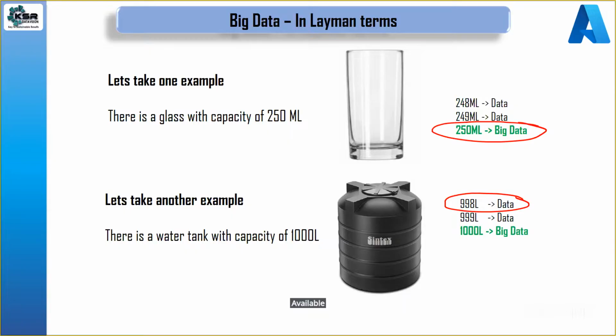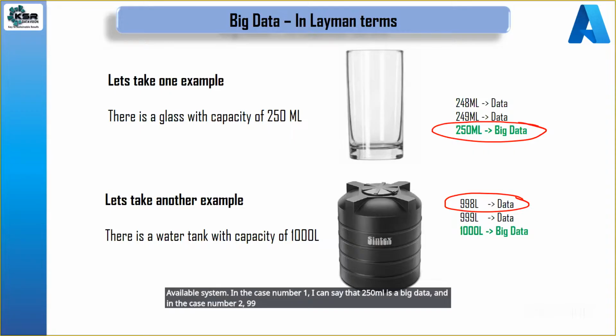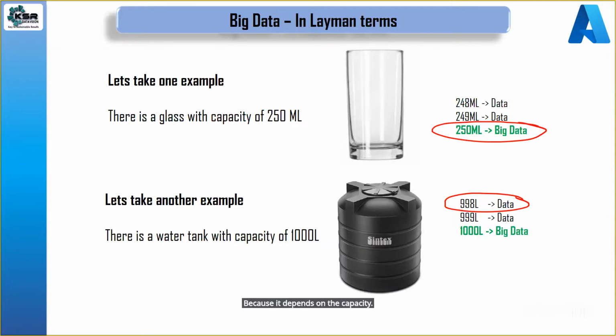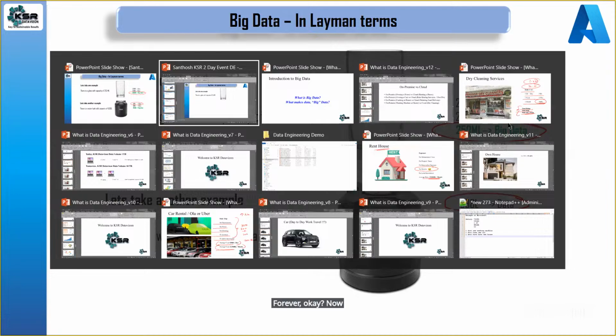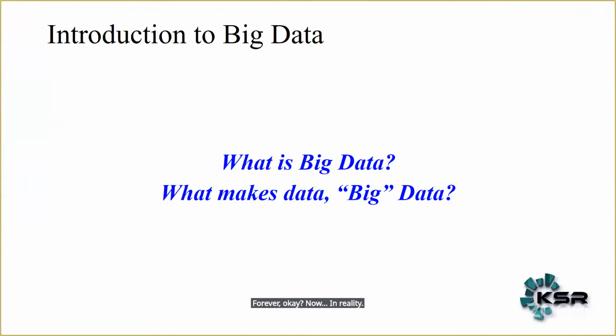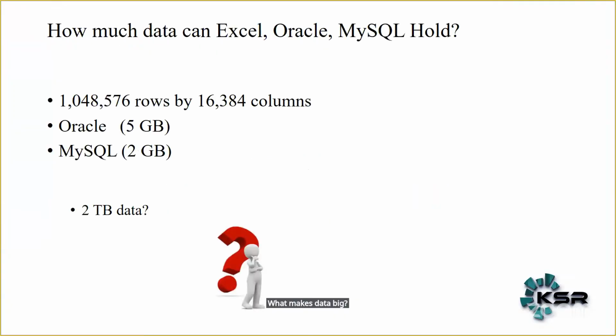In case number 1, I can say that 250 ml is big data. And in case number 2, 999 liters is not big data, because it depends on the capacity. So remember this, you will never forget this example. Now, in reality, what makes data big? Very simple.